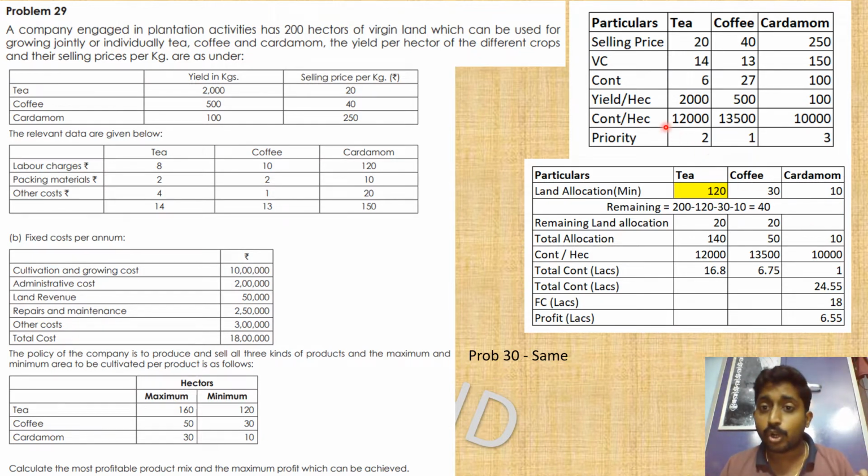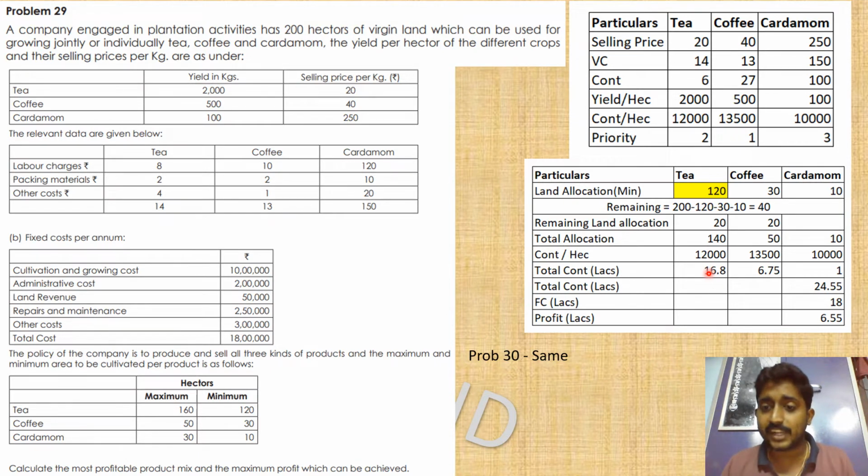Already we know the contribution per hectare detail. So I am taking the contribution per hectare. Now we know the total hectares that are allocated. Multiply, and you will get the total contribution. Now I am just giving it in lakhs because the numbers will be very big.